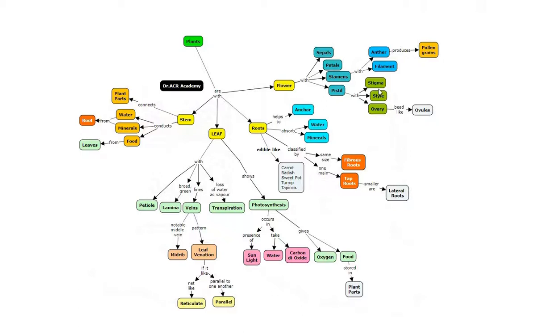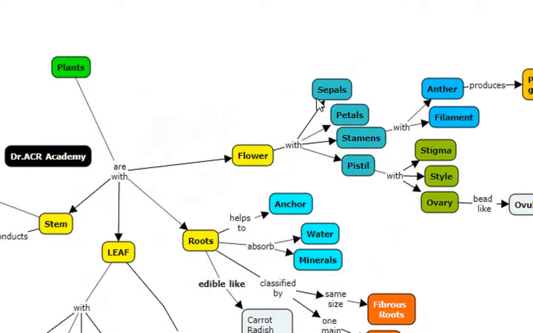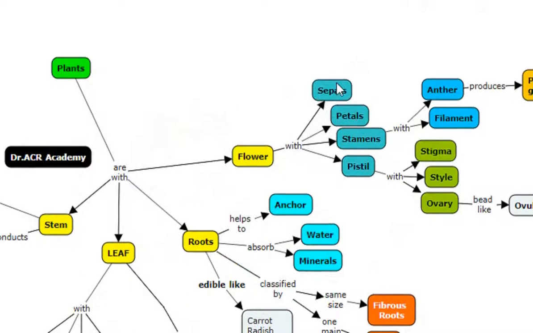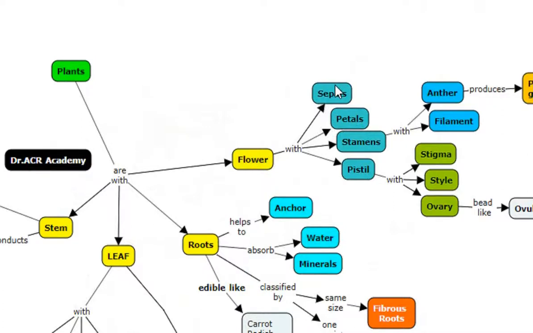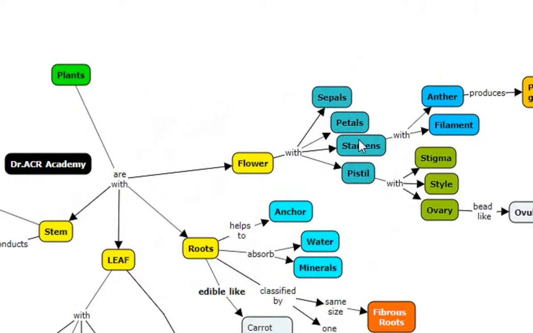Now finally let us come to the flower. Flower has sepals, petals, stamens and pistil. Sepals are the small green part below the flower. They protect the flower when it is in the bud stage. And petals are the most beautiful part of the flower, and they are very colorful.